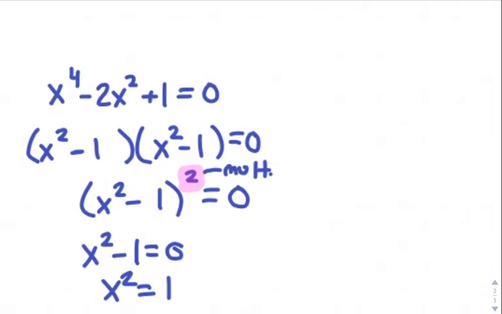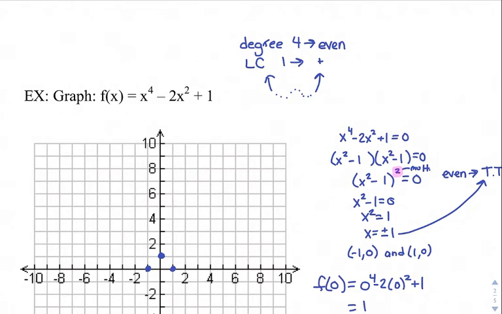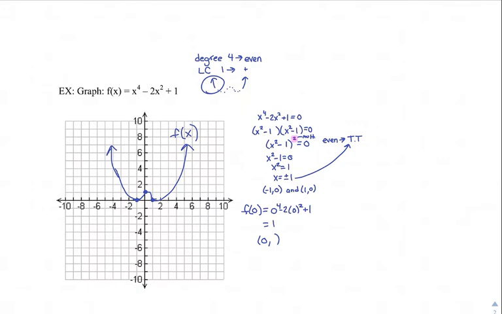So I'm going to go back to this multiplicity of 2. Because it's 2, that's an even number. So since it's even, it's a touch and turn, which means that at both x equals 1 and x equals negative 1, it's going to be a touch and turn. So I know I have to start off with my arrow going up towards the left. My multiplicity tells me I'm going to touch and turn at negative 1. I have to go through my y-intercept, and then I'm going to touch and turn again at 1. And that's my graph.